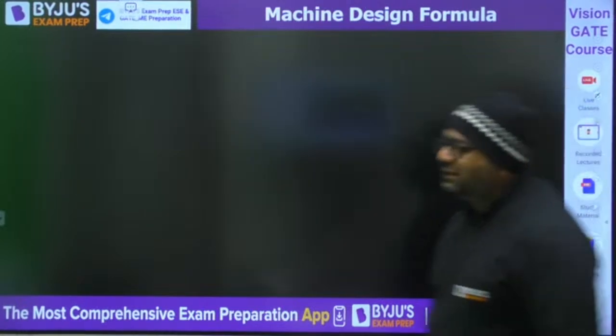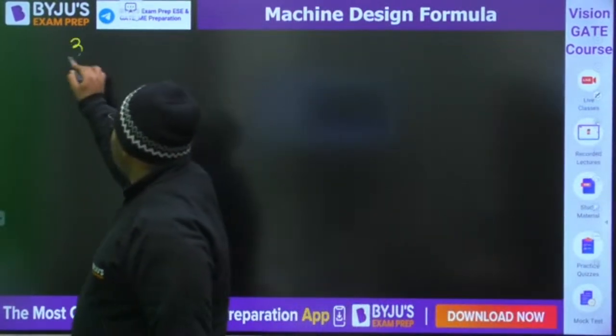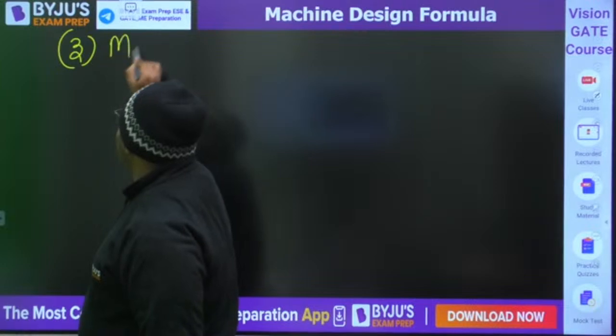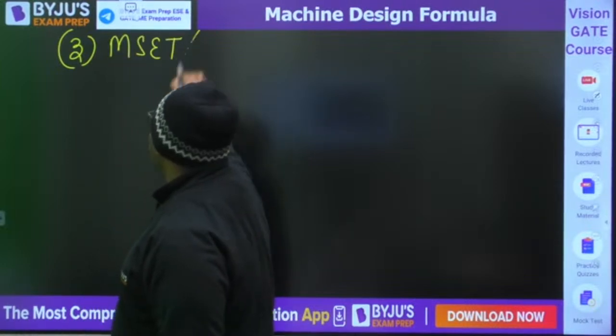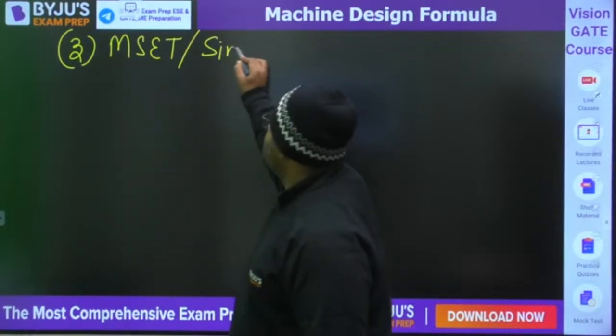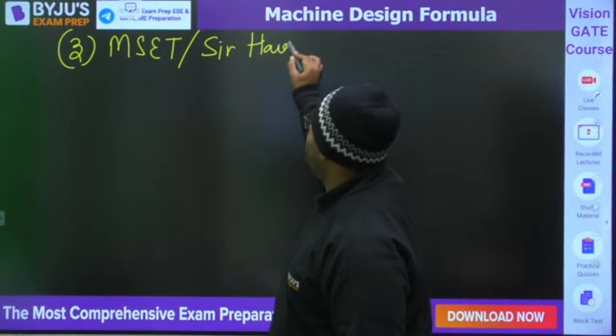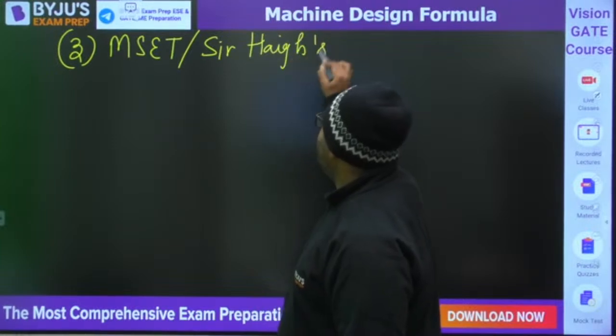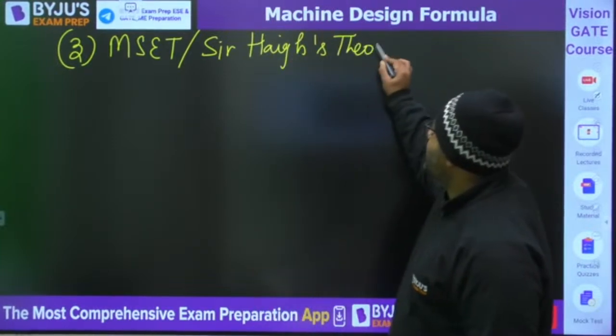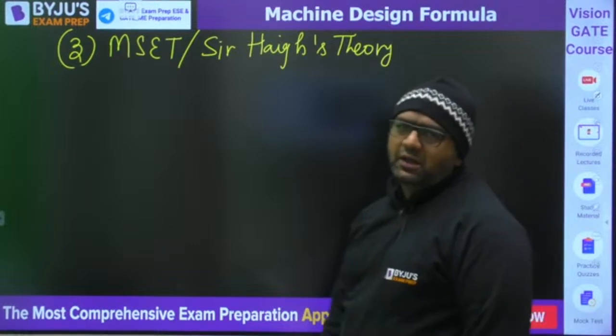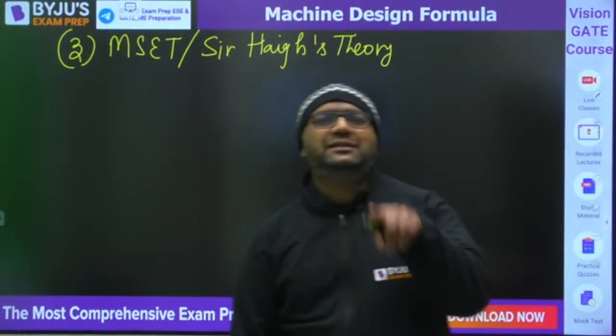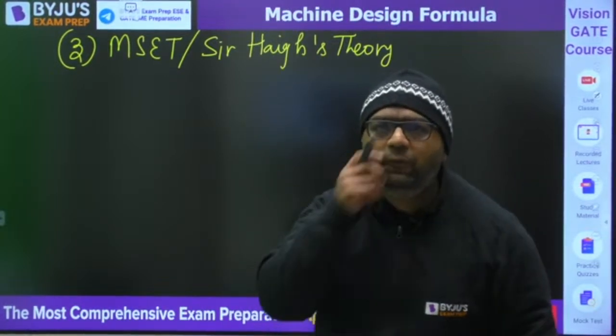Now we are moving to the third theory. When we are talking about the third theory, it is nothing but the maximum strain energy theory. It was given by Sir Haigh, so it is also known as the Haigh theory. You should understand that the concept here is that failure happens because of the maximum strain energy per unit volume.